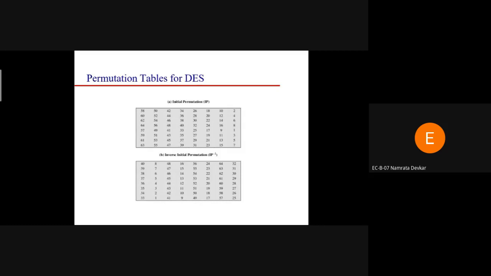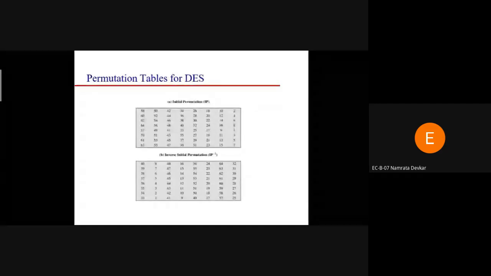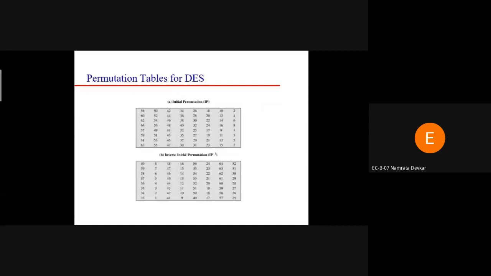There is one process to obtain such values. For example, we write first 58, then in the second column 50, then 42, 34. There is one standard procedure, and based on this standard procedure, we can substitute each bit at its respective position. For our understanding, we can directly mention the tables of permutation and inverse permutation. These are the standard tables for permutation and inverse permutation, and it is of 64 bits.